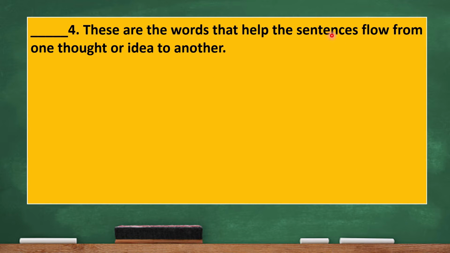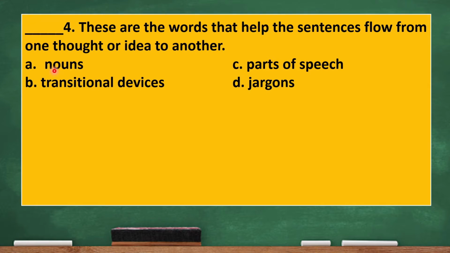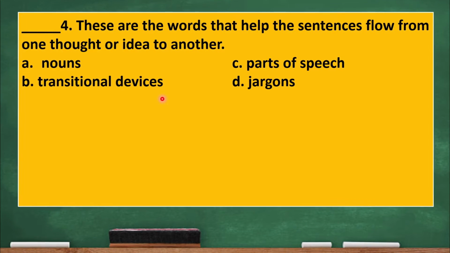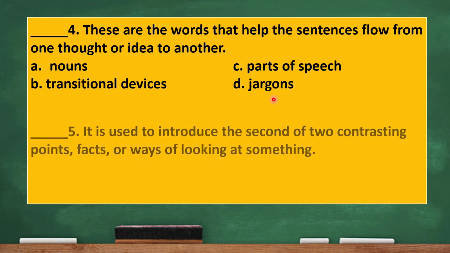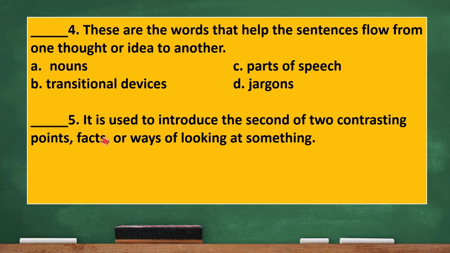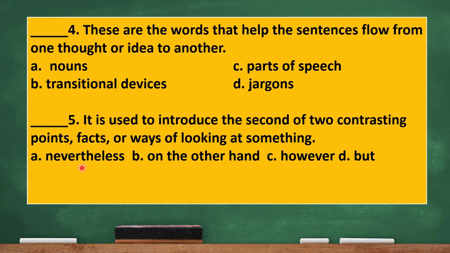These are the words that help sentences flow from one thought or idea to another. Let's have the choices. A. Nouns. B. Transitional devices. C. Parts of speech. Or D. Jargons. Choose your answer. And for the last one, number 5. It is used to introduce the second of two contrasting points, facts, or ways of looking at something. Let's have the choices. A. Nevertheless. B. On the other hand. C. However. Or D. But. Choose your answer. Finished? Good job.